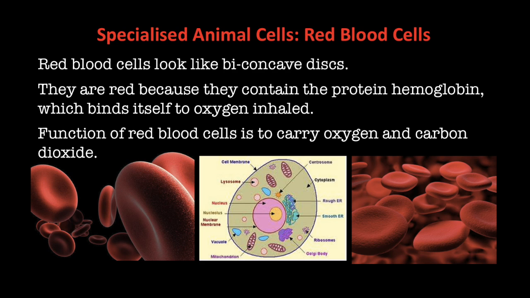This shape provides a large surface area, allowing more hemoglobin to be carried. Red blood cells are red because they contain the protein hemoglobin, which binds itself to the oxygen molecules inhaled. The main function of red blood cells is to carry oxygen and carbon dioxide around the body. Mature red blood cells in mammals contain no nucleus, Golgi apparatus, endoplasmic reticulum, or mitochondria. An adaptation in red blood cells when they reach maturity sees these organelles pushed out for more hemoglobin.